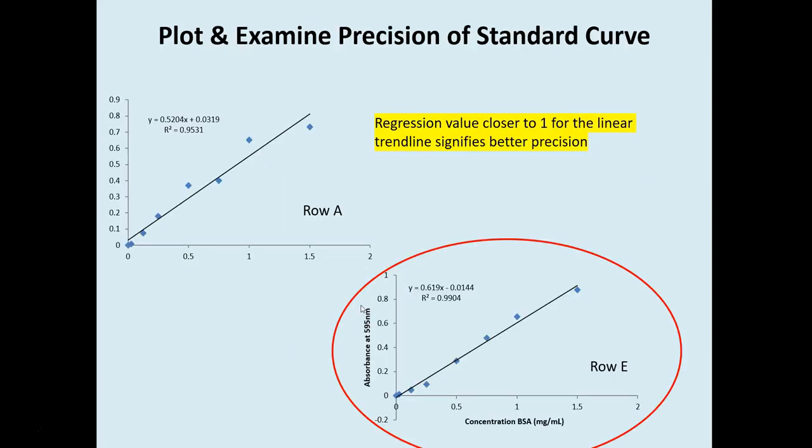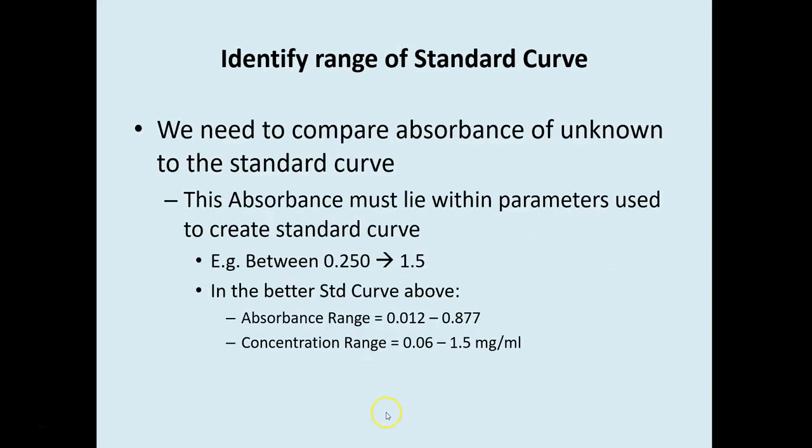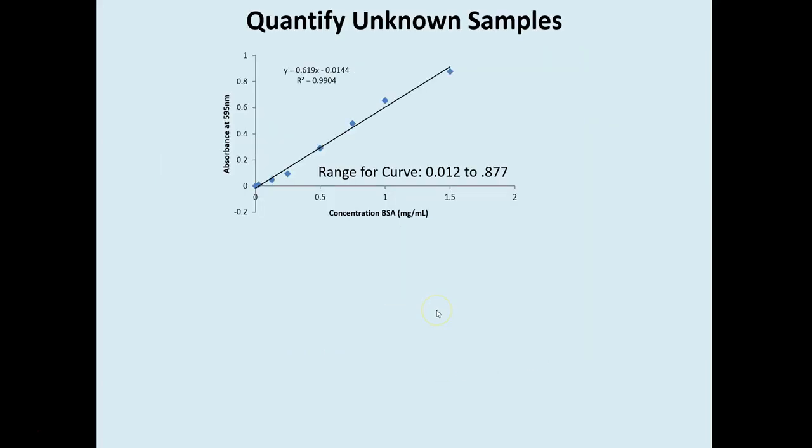In this case, the range of this standard curve, the better of the two, for absorbance is from 0.012 to 0.877. So it is going to be able to quantify proteins in samples that have an absorbance within those numbers. That's what you want. The number should be within that range. Now I've placed this again on this one so we can look at that, and I've given you the range for the absorbance for that particular one.